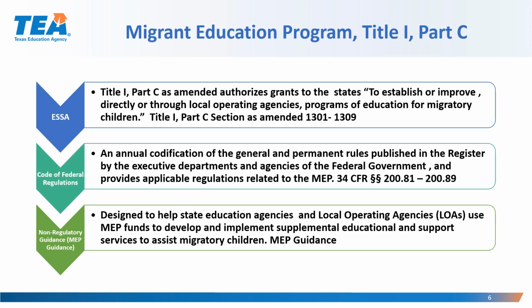The Title I Part C program, also known as the Migrant Education Program, is a federal program. Title I Part C, as amended, authorizes grants to states to establish or improve, directly or through local agencies, programs of education for migratory children. The Code of Federal Regulations provides applicable regulations related to the Migrant Education Program. The non-regulatory guidance provides guidance to states and local operating agencies or local education agencies in the use of funds and implementation of supplemental educational and support services to assist migratory children.